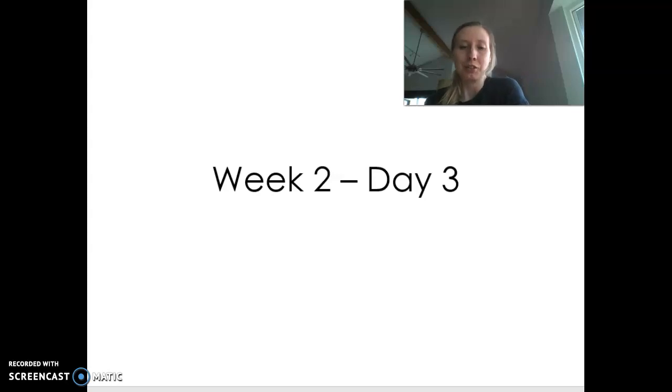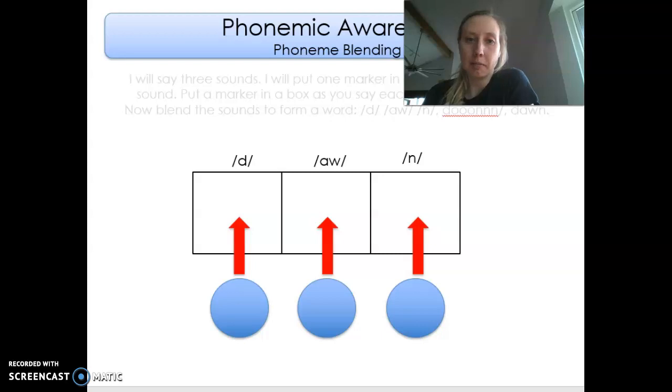Hi everyone, welcome to Unit 6, Week 2, Day 3. So we're going to do phonemic awareness first. That means I'm going to say some sounds and we're going to count how many sounds there are.